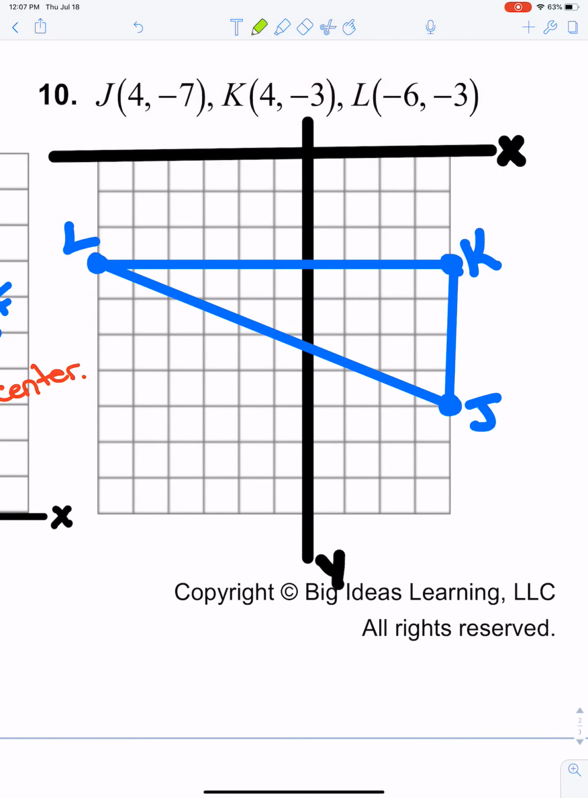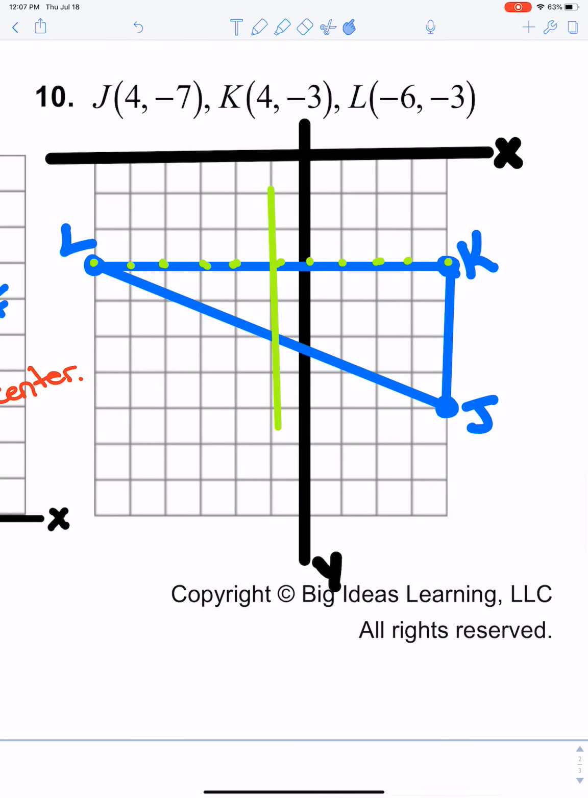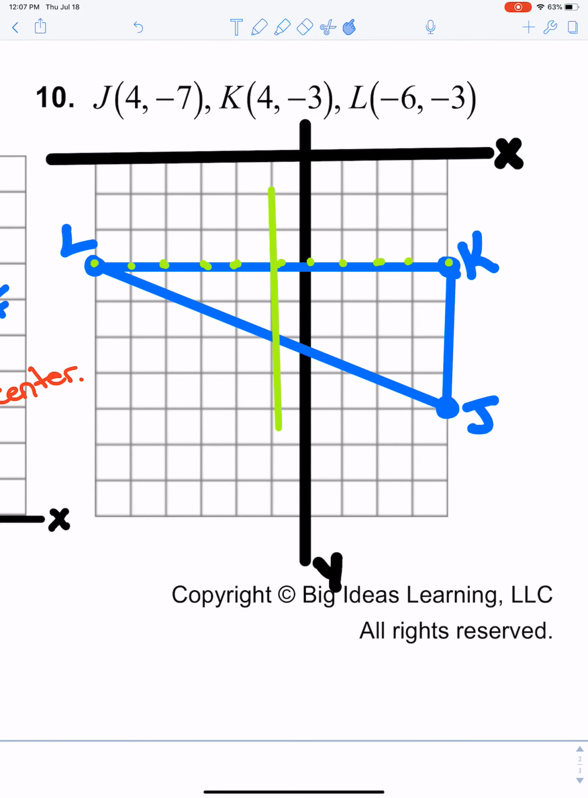So, again, we need to count our horizontal line, LK. It's 1, 2, 3, 4, 5, 6, 7, 8, 9, 10. Half of 10 is 5, so 1, 2, 3, 4, 5. Perpendicular to horizontal is vertical. There we have our perpendicular bisector. Oh, maybe I'll just undo that. There we go. Draw it again. Now we have a perpendicular bisector. KJ is 1, 2, 3, 4 units long. Half of 4 is 2. And here we have another perpendicular bisector.